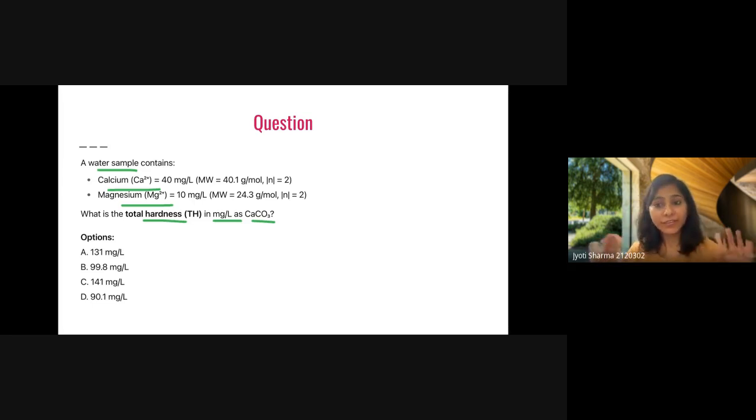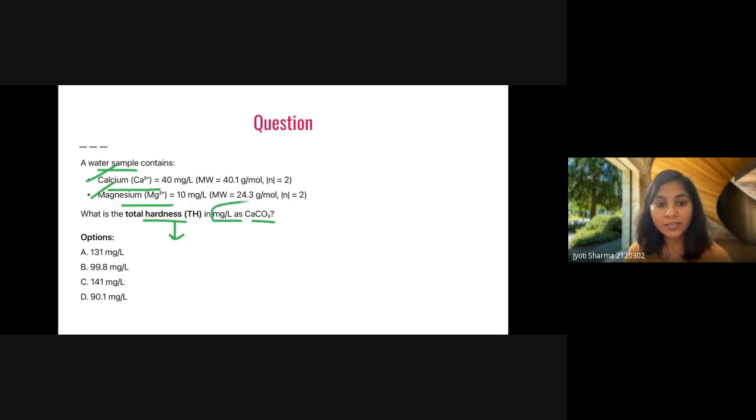Okay, very simple. As you know, total hardness is because of multivalent cations, and here the cations are calcium and magnesium. So whatever the concentrations of calcium and magnesium we have, if we sum up these two concentrations, then we will get the total hardness. We are not talking here about the anions but the cations, and the cations here are just calcium and magnesium, right? Okay, that's the first thing.